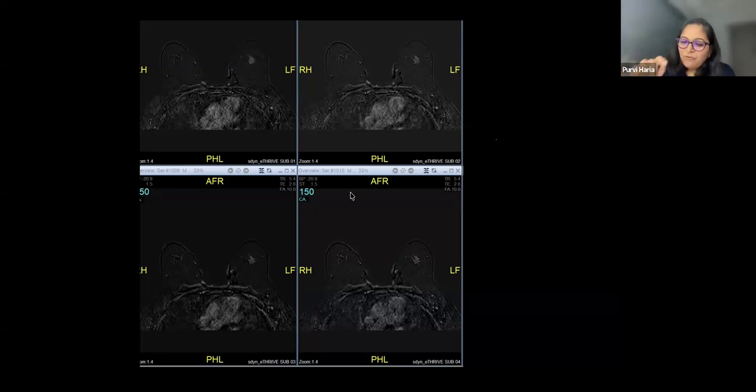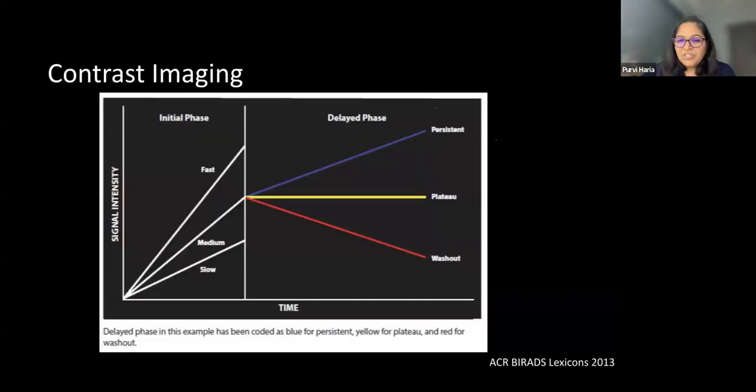So with that, let's see what those kinetic curves are, because I'm sure a lot of the reports mention wash in, wash out, type 1 kinetic curve, type 2 kinetic curve. So what does it mean basically? Now, as I said, there are 5 or 6 sets of images which are acquired. The first phase, second phase, third phase on the timeline, and the intensity.